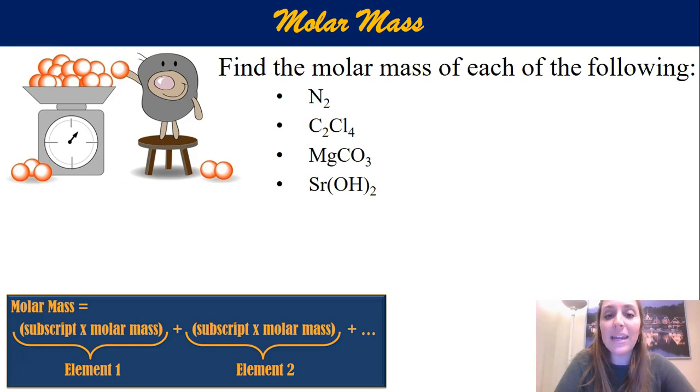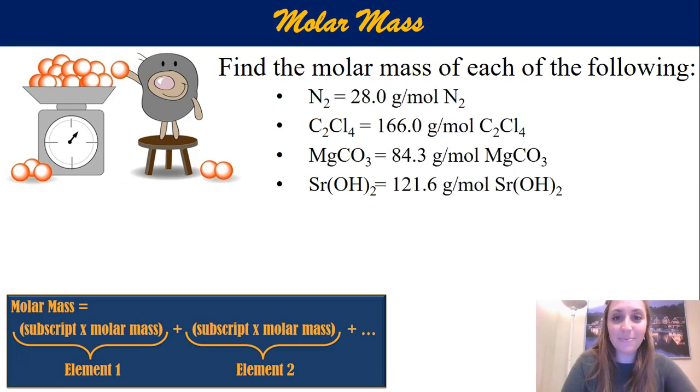Dicarbon tetrachloride, magnesium carbonate, and strontium hydride. So freeze your computer because I want to see the math of it on your notes. You need to do it on your own and make sure you get the answers I get. All right, so here are the answers you should have gotten. 28.0, don't forget that 0, grams of nitrogen, 166.0 grams of dicarbon tetrachloride, 84.3 grams of magnesium carbonate, and 121.6 grams of strontium hydride.